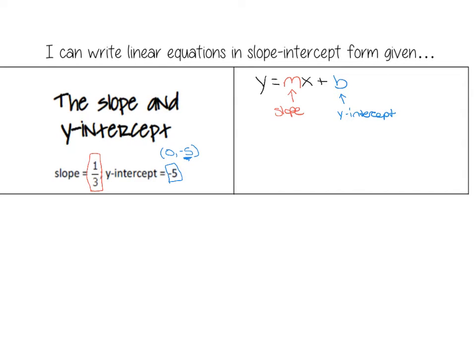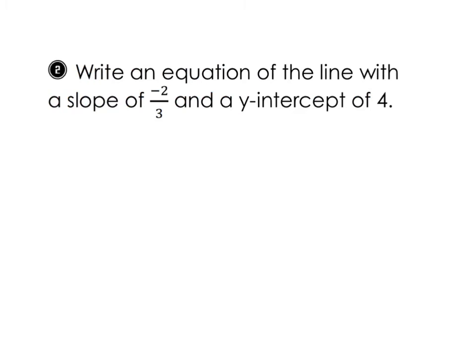So our equation becomes y equals, and we replace the slope, the m, with the 1/3. The x stays in place. And now we need to add -5. And it's fine if you want to write plus a -5. But it would also be fine if you just wrote y equals 1/3 x minus 5. Here's one for you to try.